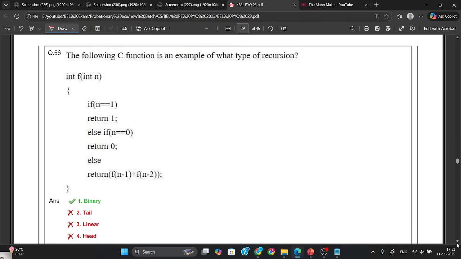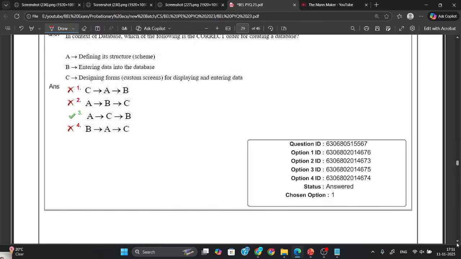The following C function is an example of what type of recursion? Okay. So if you see this one, it will return 1 or 0. If it satisfies 1 then return 1, else if it satisfies 0 then return 0. So it is basically going to return 1010. So it is related to binary. Option A is your right answer.